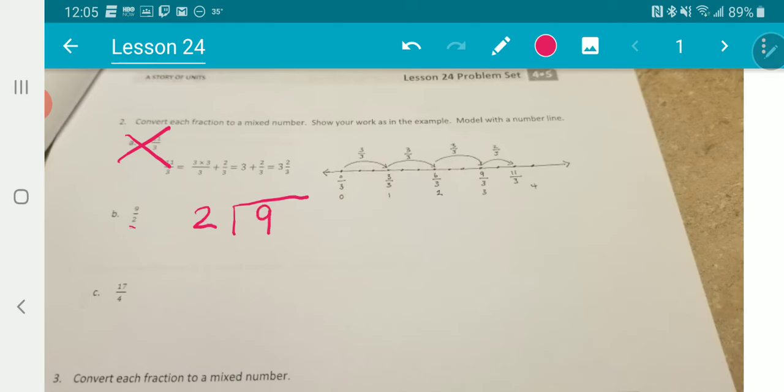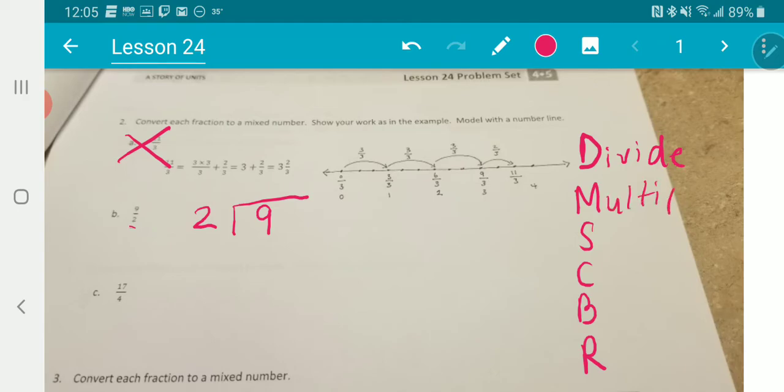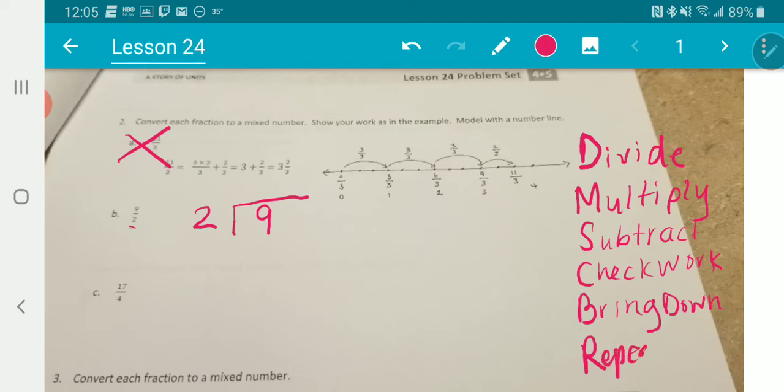Since we are on a new page, if you need to write down those steps for division, write them down now. Does McDonald's sell cheeseburgers, Ronald? Okay, so this means to divide. This is to multiply. Then we subtract. Then we check our work. Then we bring down. And then we repeat if we brought down, or if we did not bring down a number, then it is our remainder.